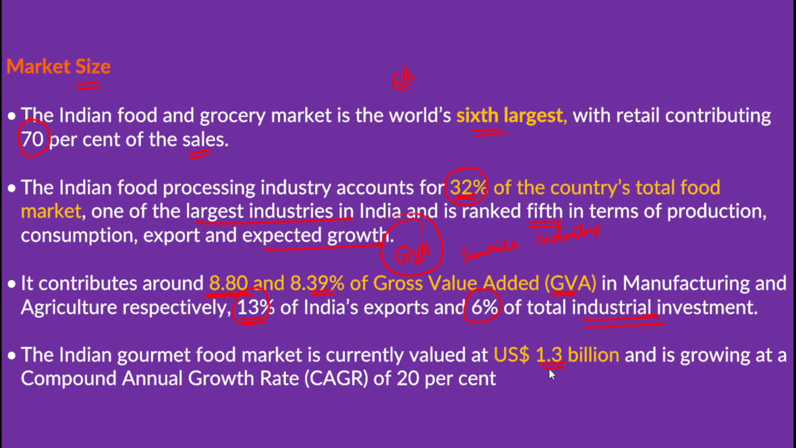Okay, so total food processing market is considered as 1.3 billion, and now this market size has been growing at a rapid pace. Its compound annual growth rate is around 20%. So 20% growth rate is not a normal growth rate. It is a huge growth rate in the food processing sector.